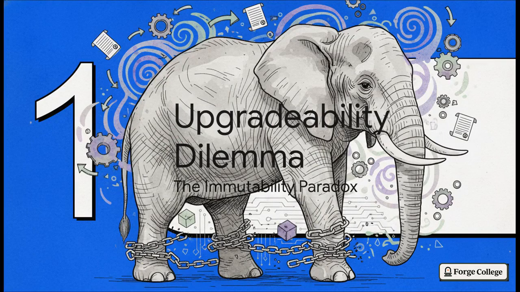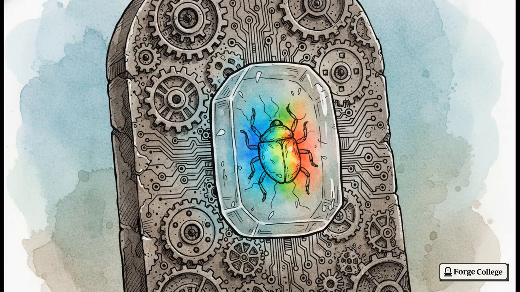Section 1. The upgradeability dilemma. The immutability paradox. So, let's acknowledge the massive elephant in the room. This is the absolute biggest pain point of deploying to the EVM. If you caught our previous lesson, Foundations of Vulnerability Analysis, you know we spent a lot of time learning how to spot critical bugs. But here's the terrifying paradox, right?